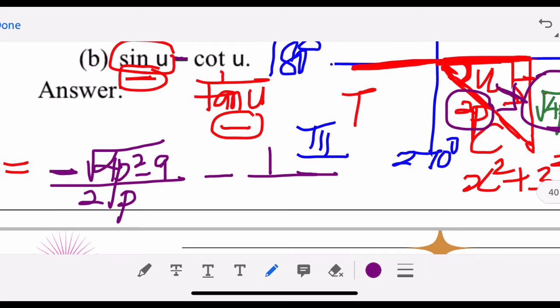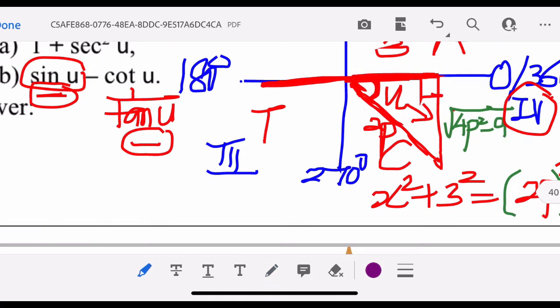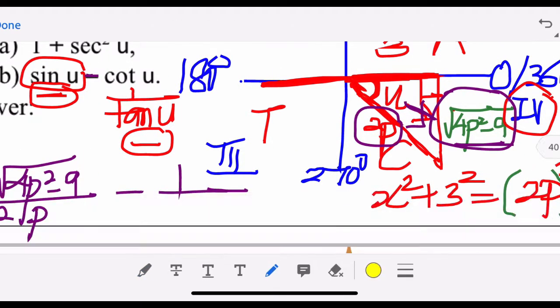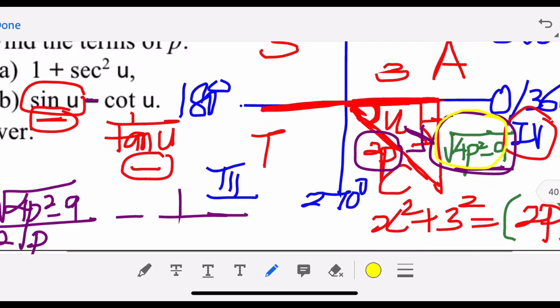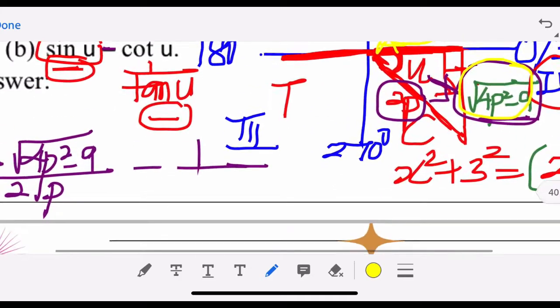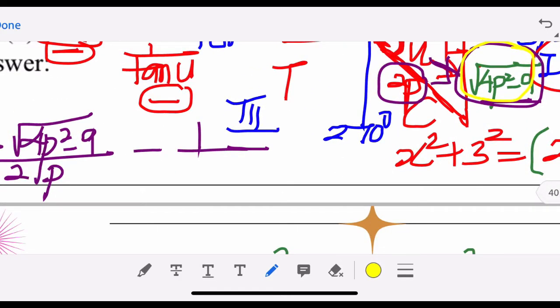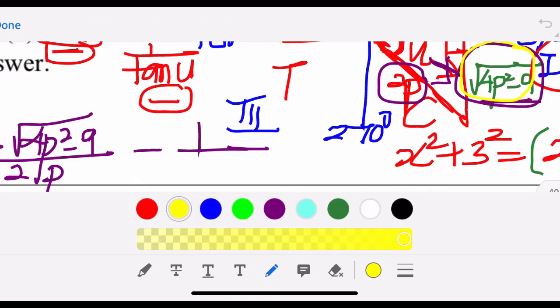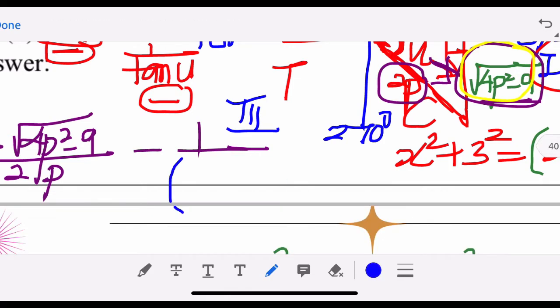Let's read out the tangent u from here. I'm going to show you using yellow color for tangent u. Tangent is opposite over adjacent, so we will choose over 3. It is a square root. Because the tangent is being divided, you need to be extra careful here. You must put a negative sign. Why? Because it's in the fourth quadrant.